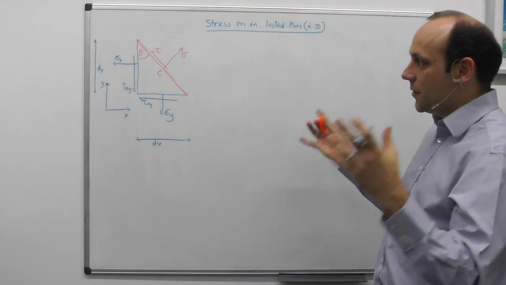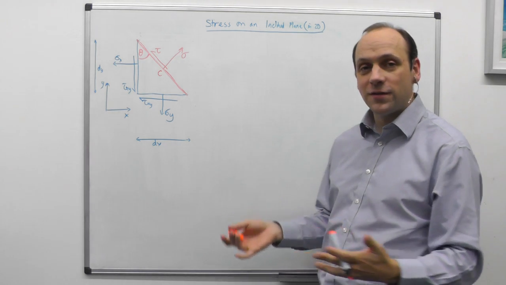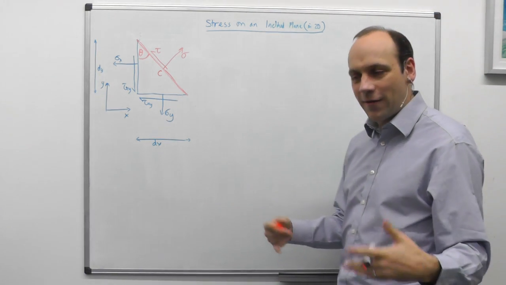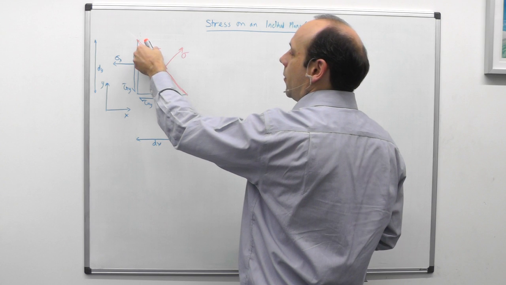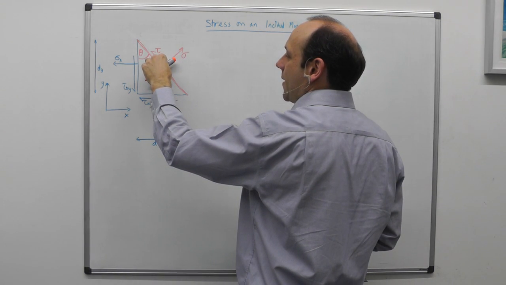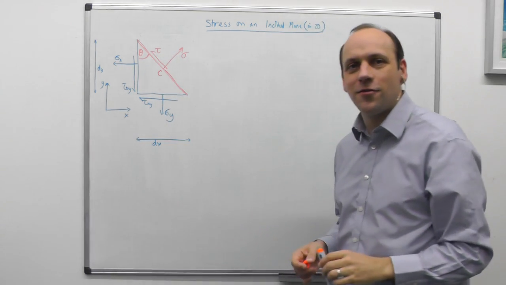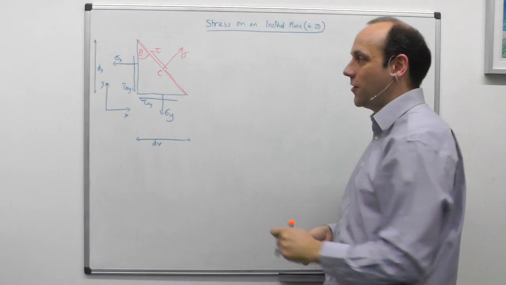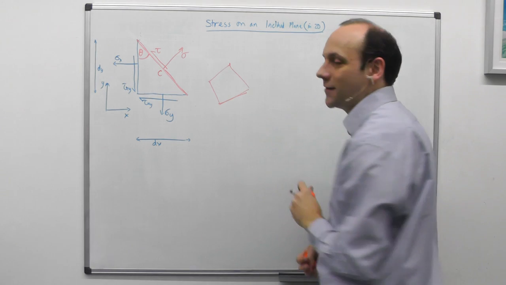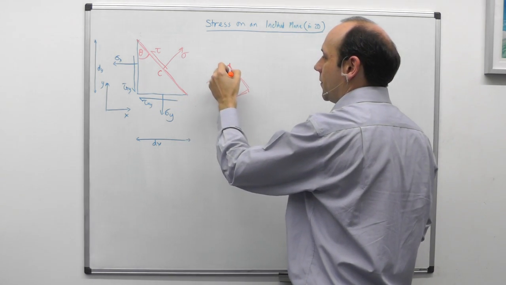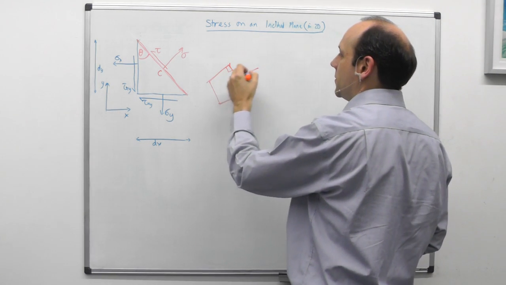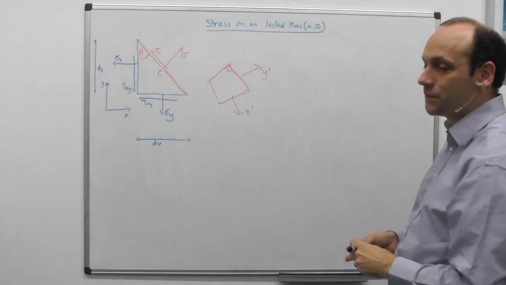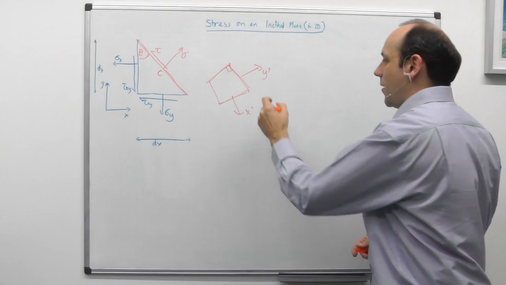Then we can satisfy equilibrium to find what tau and sigma must be for some angle theta. Having satisfied equilibrium, we could then say, how would that be if the cut plane was there? That would be another 90 degrees around. And then we would have a new stress state for a new cube, something like that. So this is my original one. This is my one at 90 degrees. And I then have a new stress state in this new set of axes, an x prime and y prime, instead of x and y that we started off with before. And that would be a new way of writing down the stress matrix.